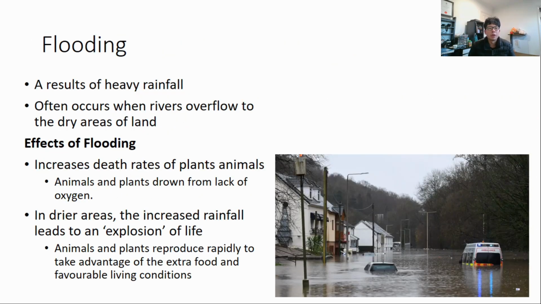Now moving on, the opposite to drought is flooding, and flooding is a result of heavy rainfall, and this often occurs when rivers overflow to the drier areas of the land. The effects of flooding increase the death rates of plants and animals. Animals and plants drown from lack of oxygen, and also in drier areas, the increased rainfall can lead to an explosion of life. Animals and plants reproduce rapidly to take advantage of the extra food and favorable living conditions caused by the extra water.